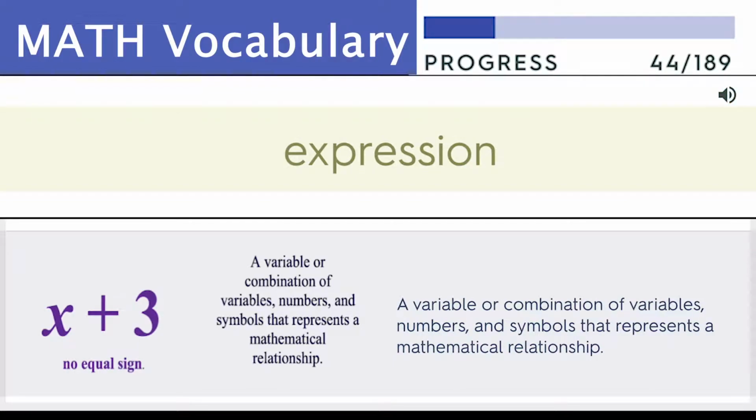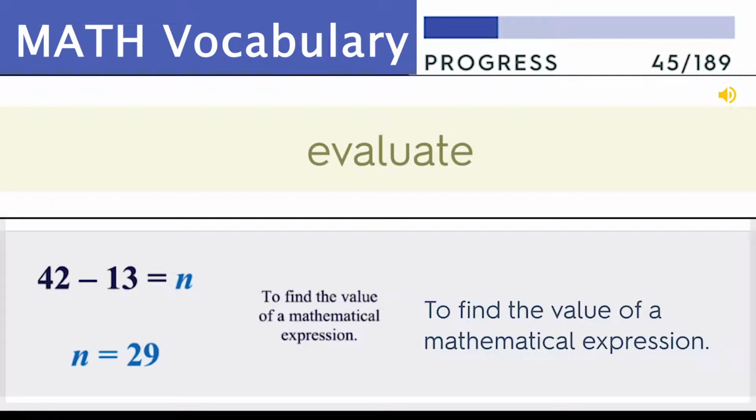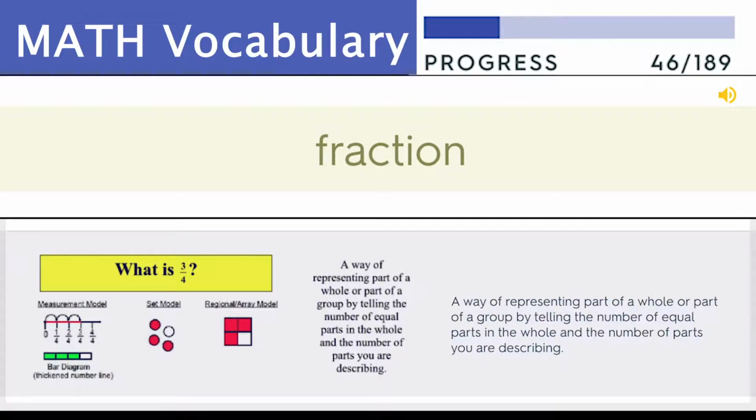Expression. A variable or combination of variables, numbers, and symbols that represents a mathematical relationship. Evaluate. To find the value of a mathematical expression. Fraction. A way of representing part of a whole or part of a group by telling the number of equal parts in the whole and the number of parts you're describing.